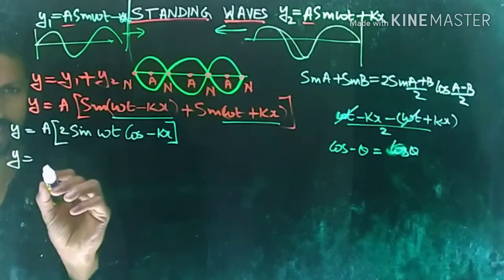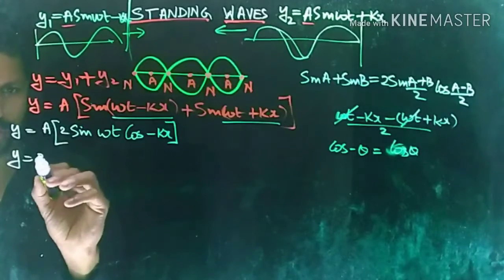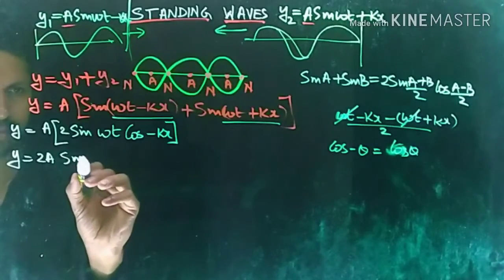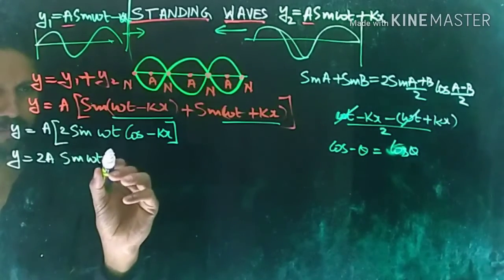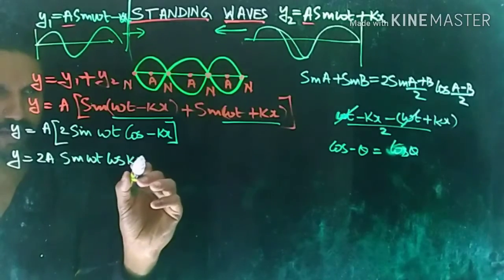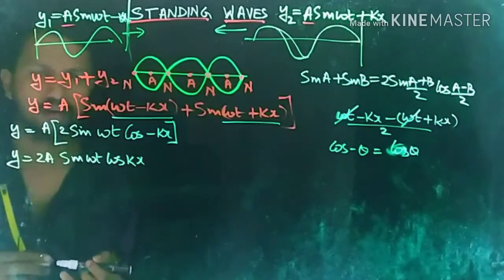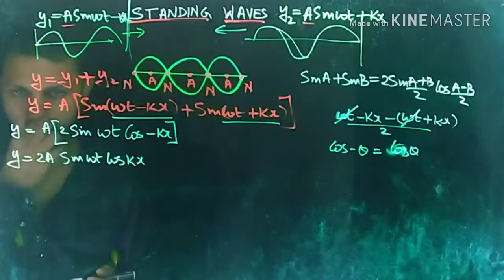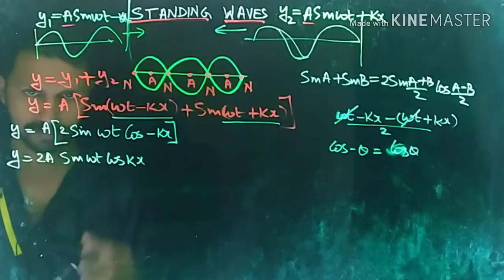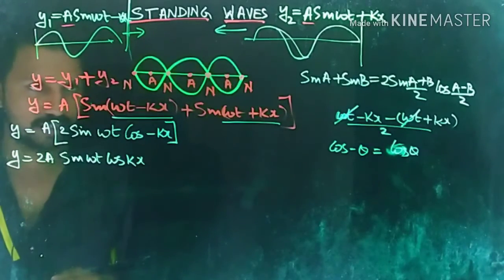Y is equal to 2a sine omega t cos kx. We have our equation for the standing wave like this. And this is the equation for a standing wave.